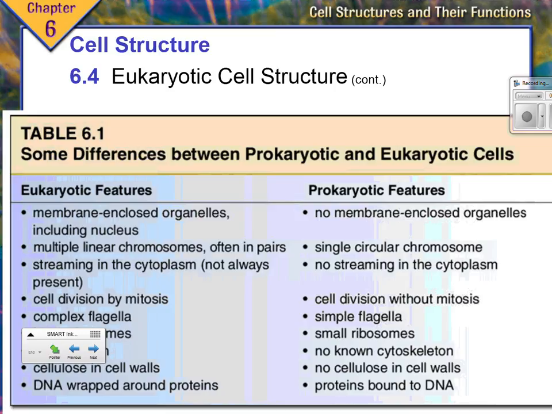What type of eukaryotic organisms have cell walls for their cells? Plants, okay? Fungi do also. Animals do not.